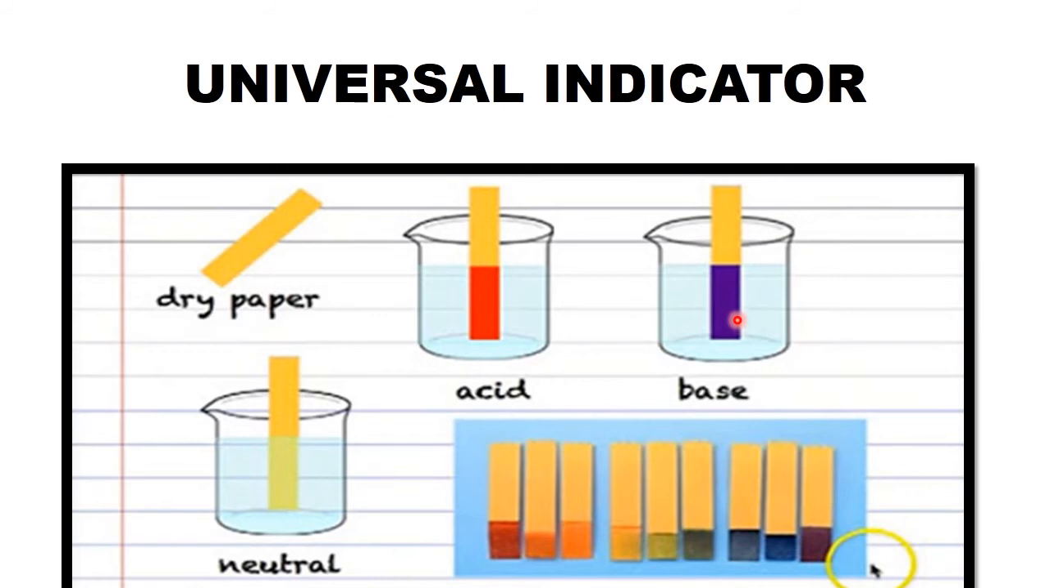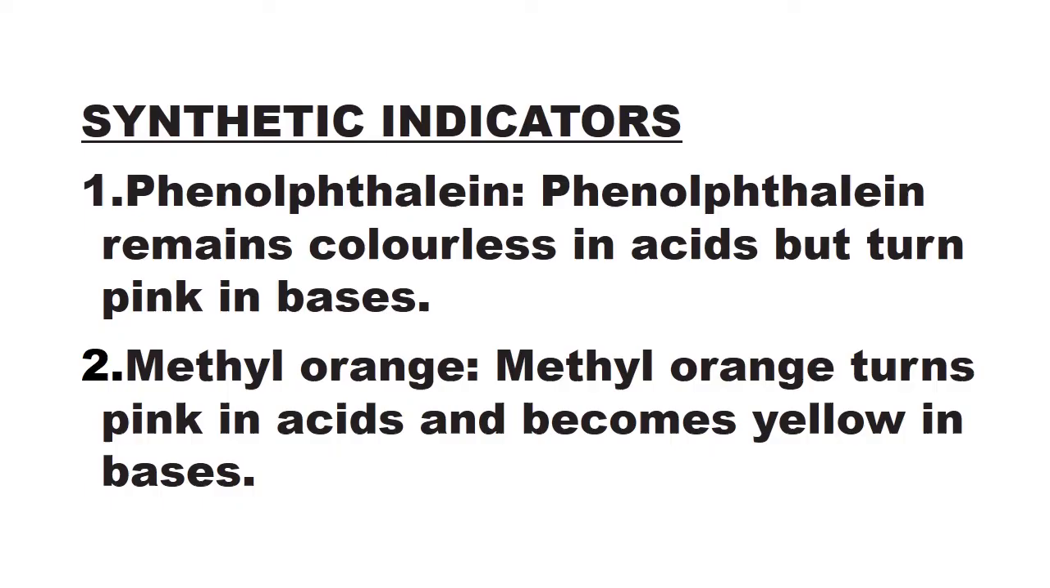But this universal indicator is much more effective as compared to red and blue litmus paper, because it even gives you an indication of what the pH is, because the pH range is from 0 to 14. So it tells you whether the acid is a strong acid or a weak acid, a strong base or a weak base, which is information you are not able to get from red litmus or blue litmus. So universal indicator is more precise because it even gives you an idea whether it's strong or weak.